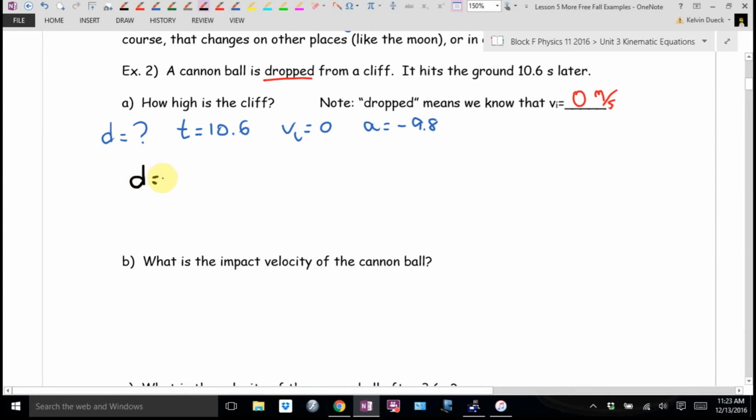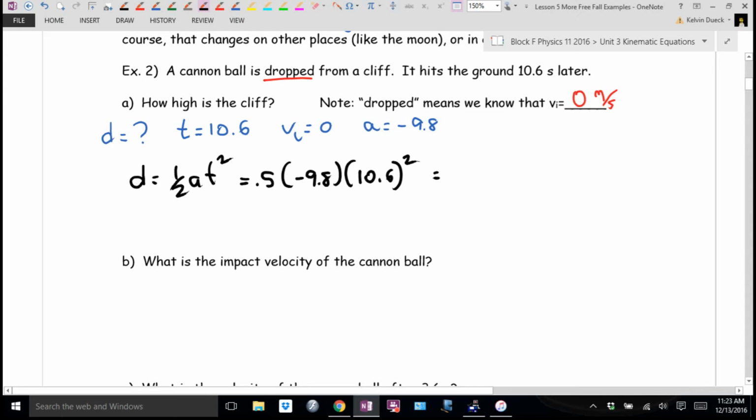D equals, and of course, you just said a half AT squared. You didn't waste your breath reading the VIT, because what's VI? Of course not. By the way, if you do, I'm not going to take marks off. What I'm saying is, Daniel, start keeping your eyes open, look at your data, and spot shortcuts when they're there. So it's going to be 0.5 times negative 9.8 times 10.6 squared.